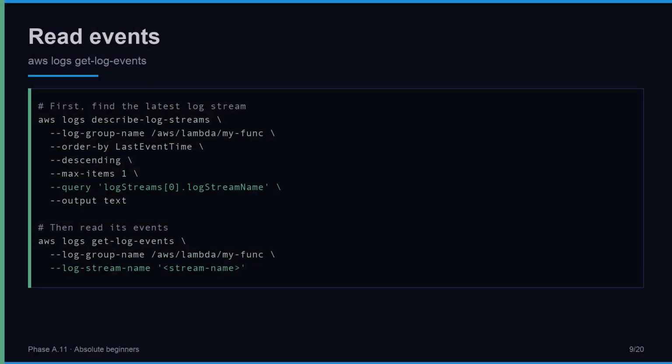Predictable names. Reading events takes two steps. First, find the latest log stream with aws logs describe-log-streams, sorted by last event time, descending, with max-items 1. That gives you the name of the most recently active stream. Then run aws logs get-log-events with the log group name and that stream name. The response is a list of events, each one a timestamp and a message string.